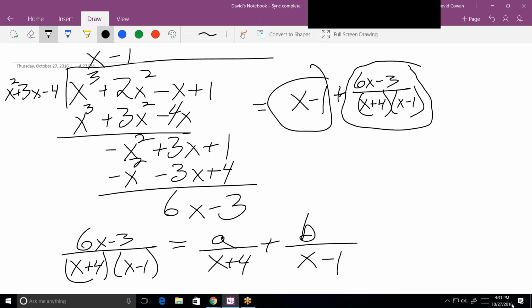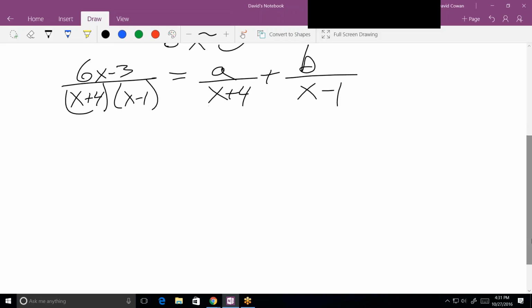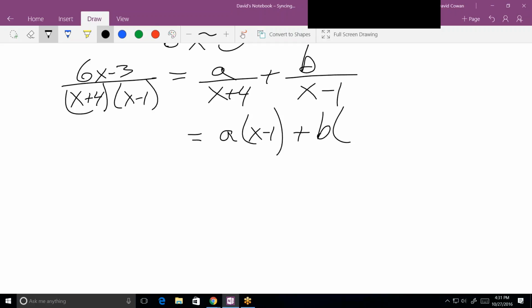Okay, so let me scroll down here so I have a little writing space. And now that's going to become a times x minus 1 plus b times x plus 4. And all of that has to equal 6x minus 3, right? Yeah. I guess you can't use that other technique.